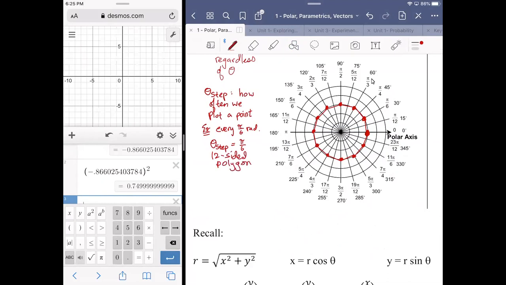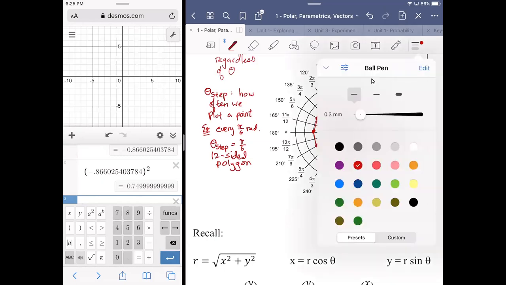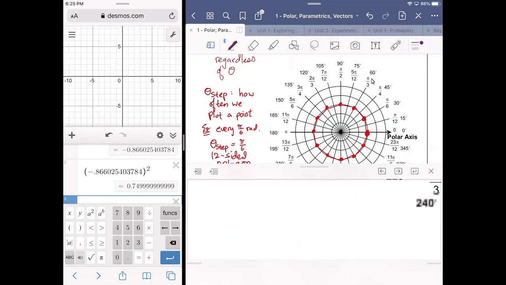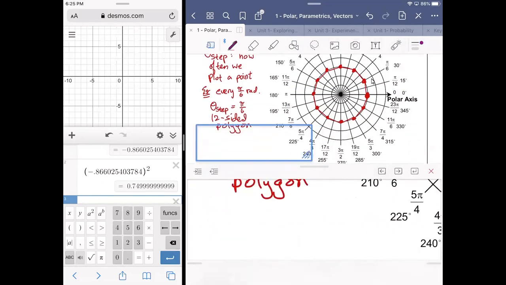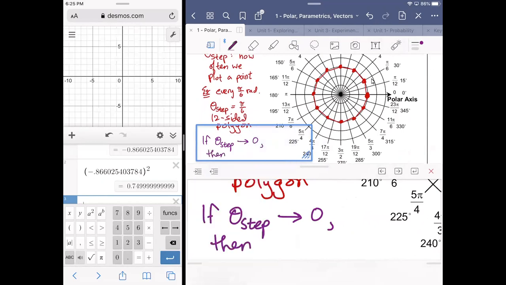Now if the theta step approaches 0, it doesn't actually become 0, because if that's the case, then there wouldn't be any movement from point to point. So what I say instead is I just use a limit relationship. I say if theta step approaches 0, then we're looking at a circle.